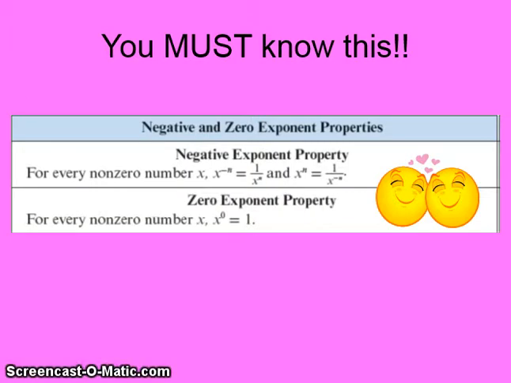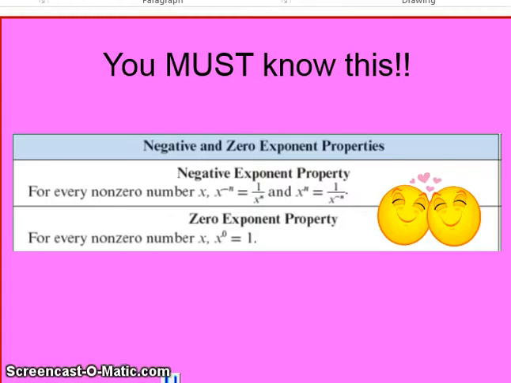That's where these properties come into play. So these are properties that you need to know. They are really important, and we're going to use them all the time. So first we have the negative exponent property, and it says for every non-zero number x, x to the negative n power equals 1 over x to the n, and x to the nth power equals 1 over x to the negative n. Now let me give you a numeric example.